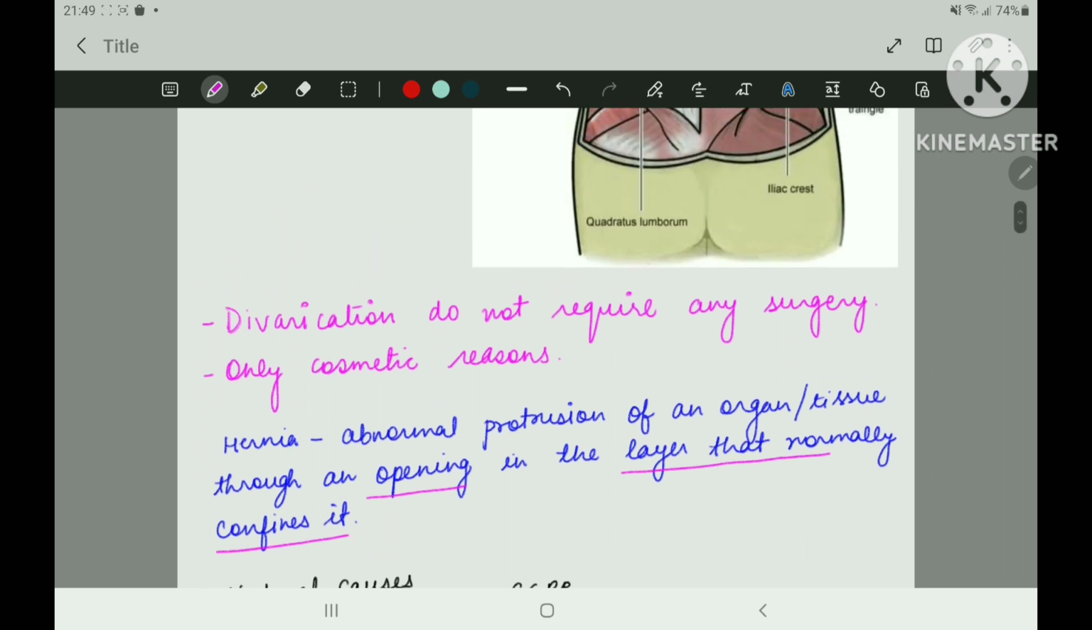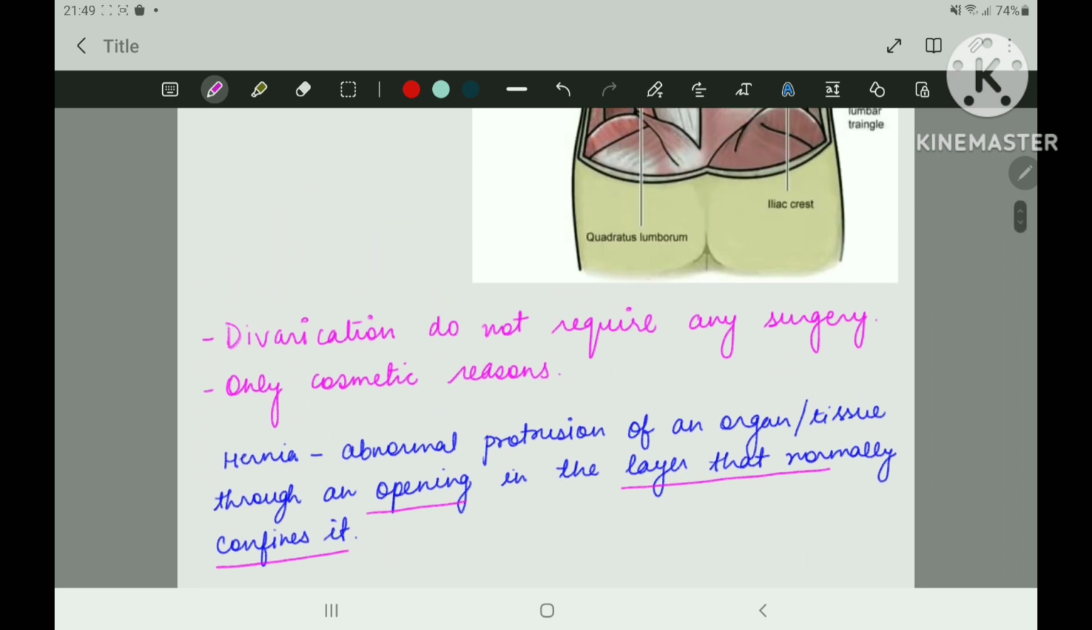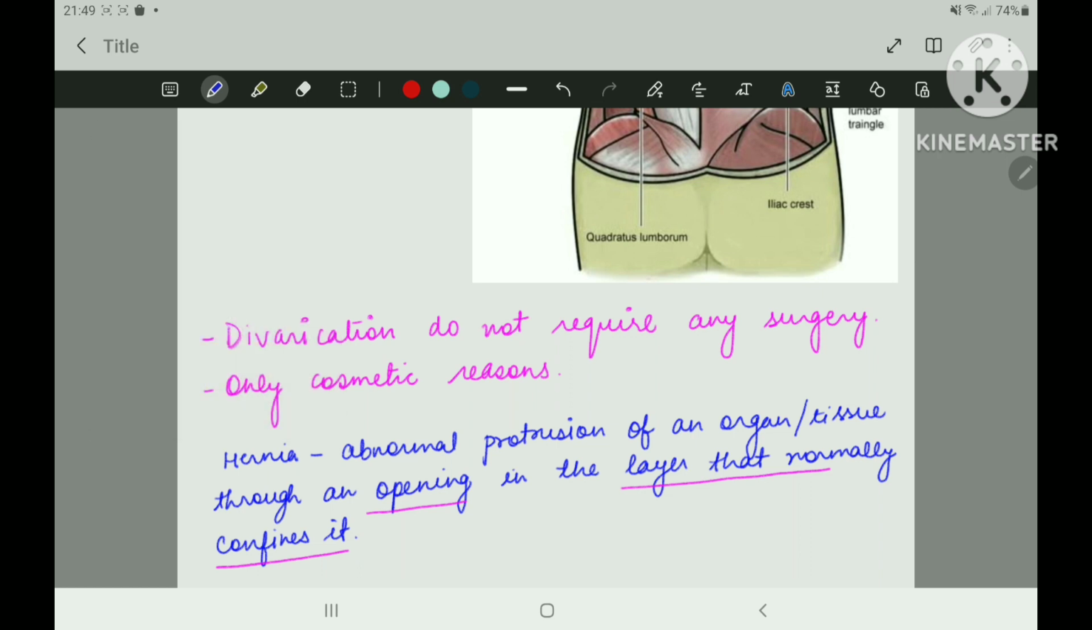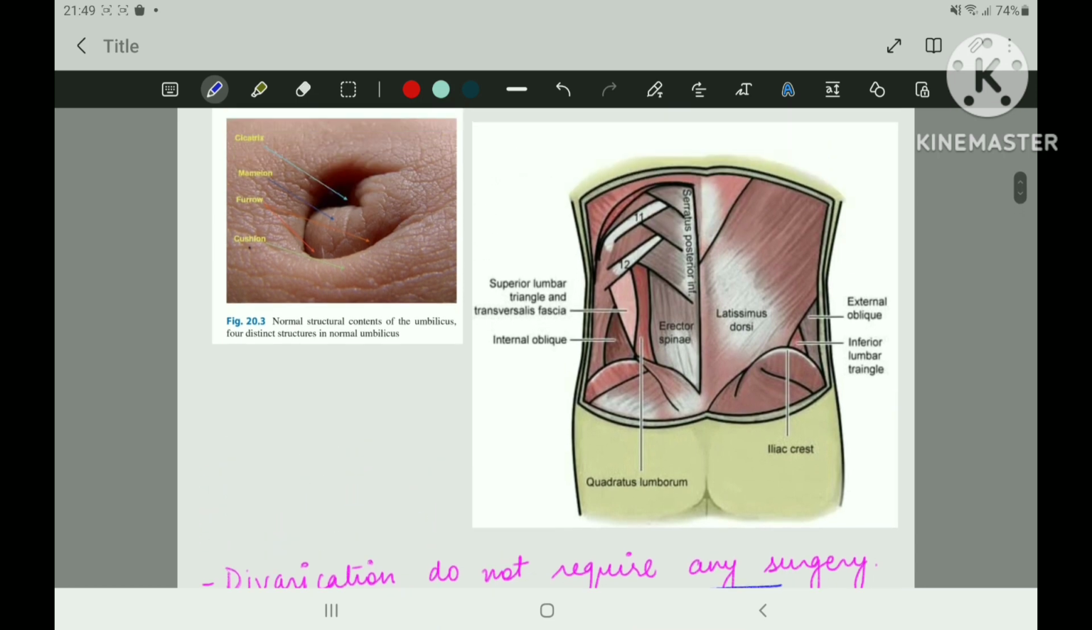So for example, in the midline, when the two components of the rectus abdominis separate from the middle, it is called divarication. Divarication is not a hernia, it's just a defect which does not require any surgery, and if it is done, it is mainly for cosmetic reasons.